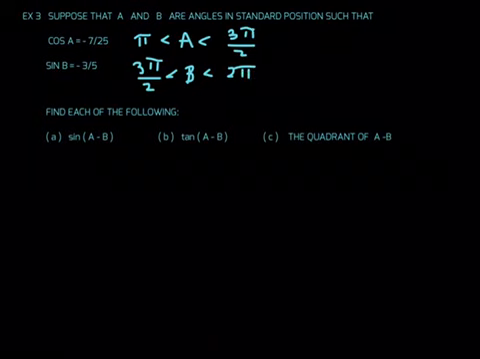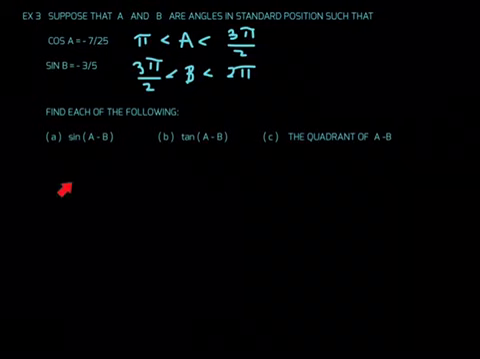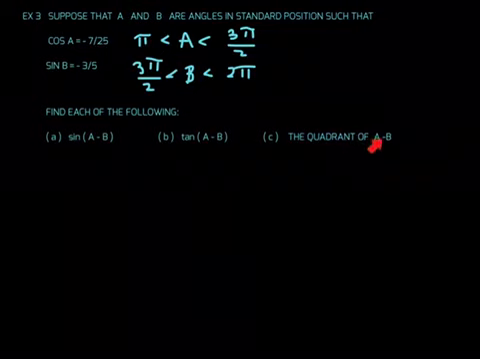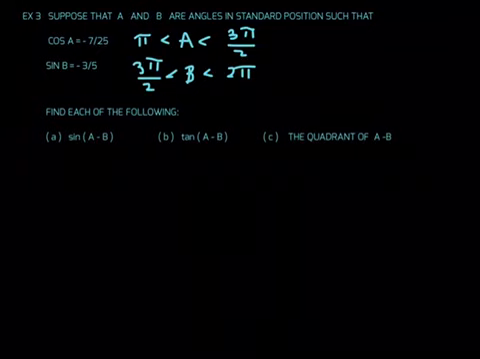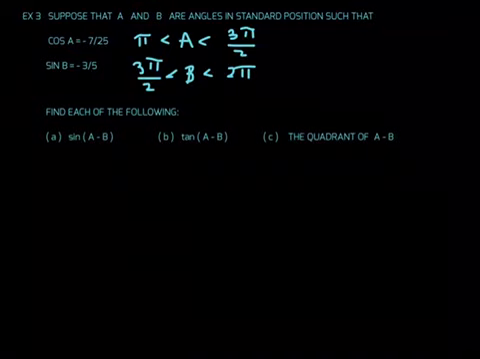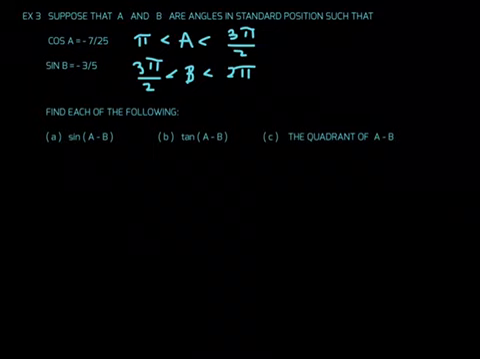This is what they want you to find. 3 different parts for this problem. Find sine of A minus B, tangent of A minus B, and the quadrant of A minus B. All right, everybody, let's find the first thing here. Part A, find sine of A minus B. All right, let me change the color here for us. All right, here is part A. Okay, me answering part A.